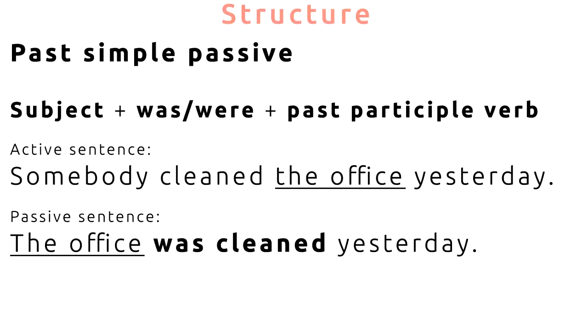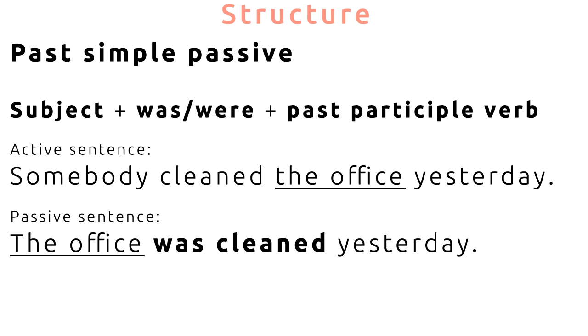Now, we have different tenses that we can use for passives. Let's have a look at the structure for the first one. Here we have the past simple passive. It's constructed like so. A subject plus was or were plus a past participle verb.